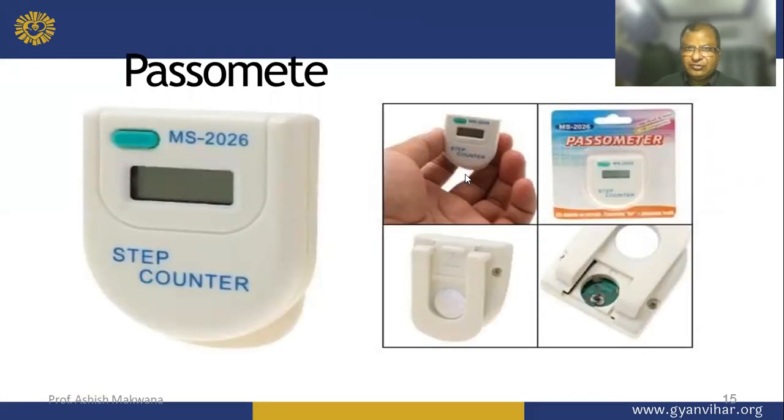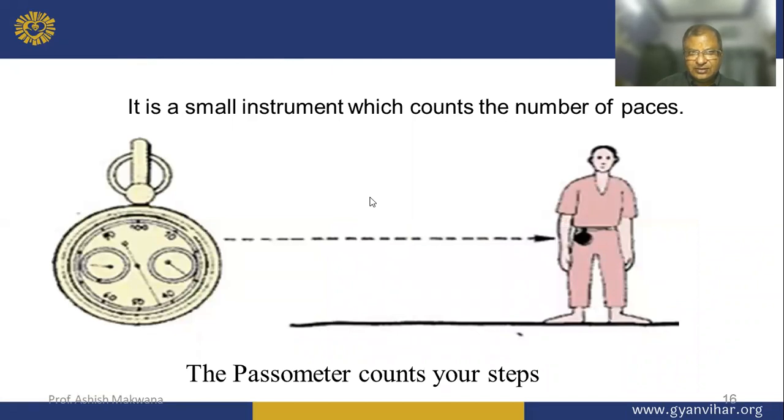And now, the pacemeter. When you are running, you keep it in your pocket, and by your steps it counts the number of steps, multiplies by your step length of 0.8, and gives you the reading. It is a small instrument which counts the number of paces. The pacemeter counts your steps.